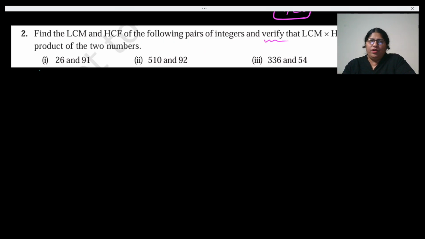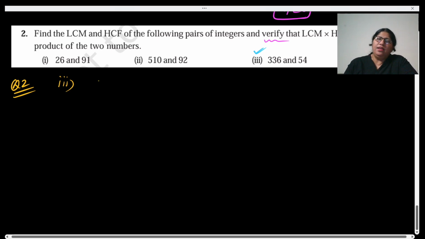So what I need to do first is find out the HCF and LCM. We'll be taking only one question here because they are of a similar type. Other questions you can solve yourself. And please comment in the comment section if you are having any kind of doubt.